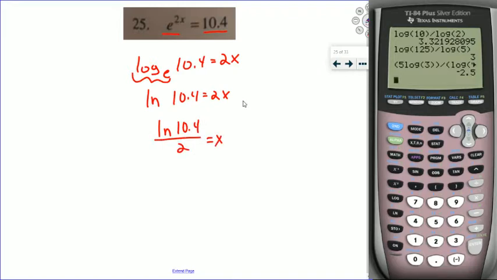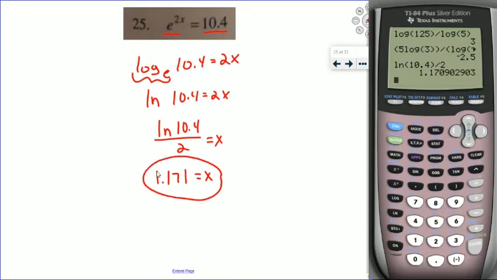And then we head over to our handy-dandy calculating machine, where we get natural log of 10.4 over 2. Whoopsie, forgot to close my logarithm. That was embarrassing. 10.4 over 2 is 1.17. And then let's give 3 decimal places, 1.171. So then 1.171 equals x. And again, plug it back in, make sure it works. So that way you can verify that it does indeed work. Okay.